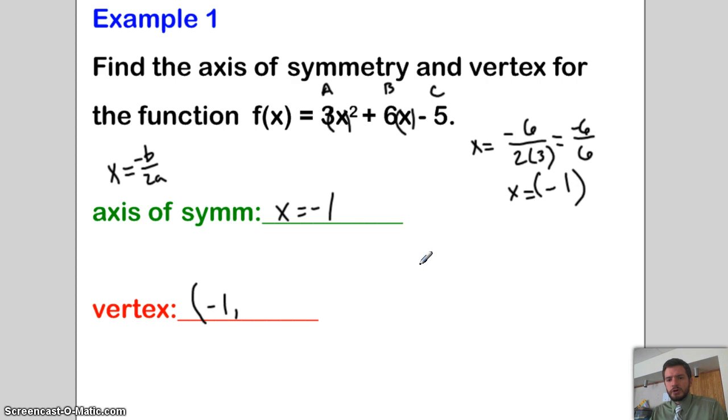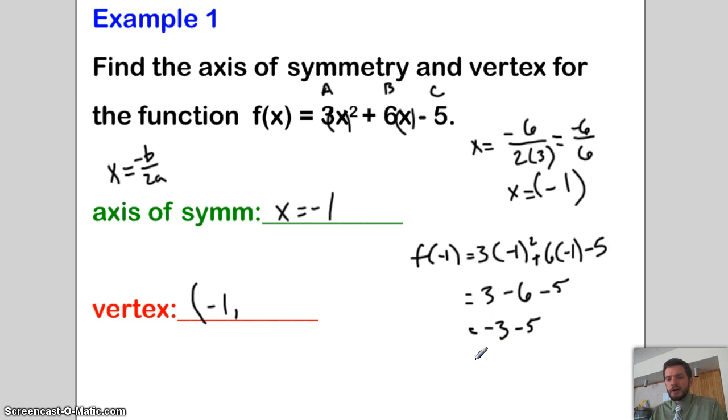So let's do it. f of negative 1 is going to equal 3 times negative 1 squared plus 6 times negative 1 minus 5. So negative 1 squared is positive 1, and so 3 times positive 1 is just 3. 6 times negative 1 is negative 6, minus 5. 3 minus 6 is negative 3, minus 5, so f of negative 1 is negative 8. So my vertex here is going to be negative 1 comma negative 8.